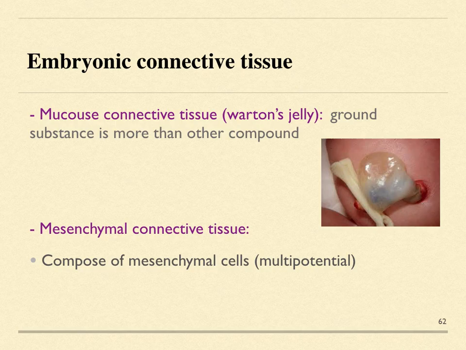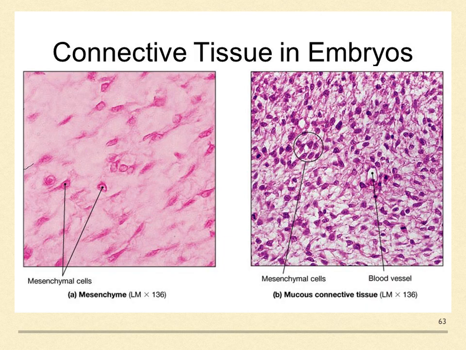In this type of connective tissue, which is in the embryonic body, this type of connective tissue is composed of some cells. Which cells? Mesenchymal cells. You know, mesenchymal cells are a type of stem cells, and these cells are multi-potential stem cells. It means these cells are able to differentiate into different cell types. Here you can compare the mesenchymal connective tissue and mucous connective tissue in the embryonic connective tissue.